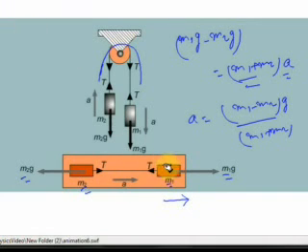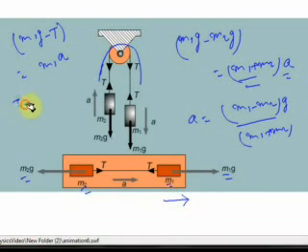Now if we take the block of mass m1 alone, the net force on this block is m1g minus t, and the acceleration of this block is a. So we can write m1g minus t is equal to m1a, or t is equal to m1 (g minus a). Now we can substitute the value of a from here, so we can get the value of t as well.